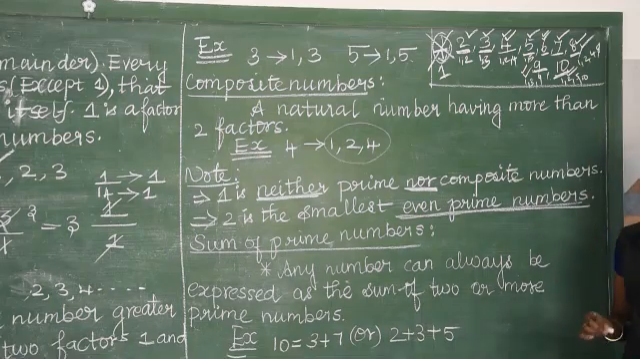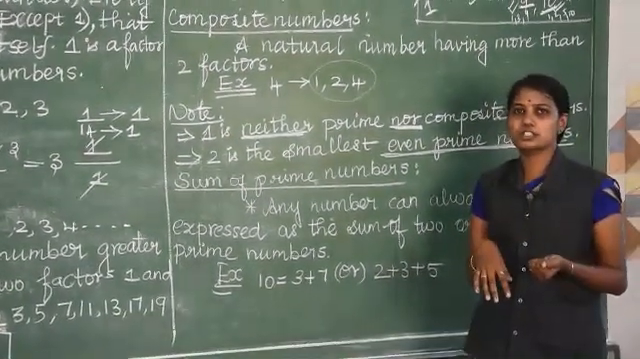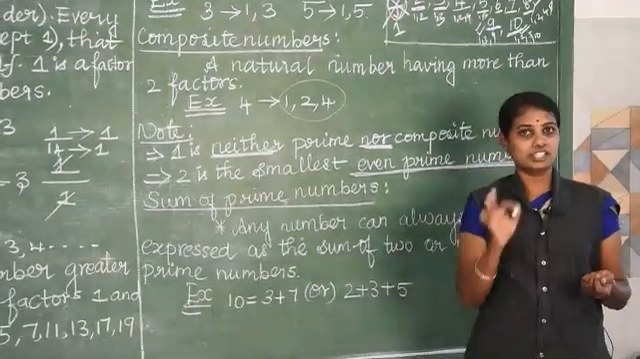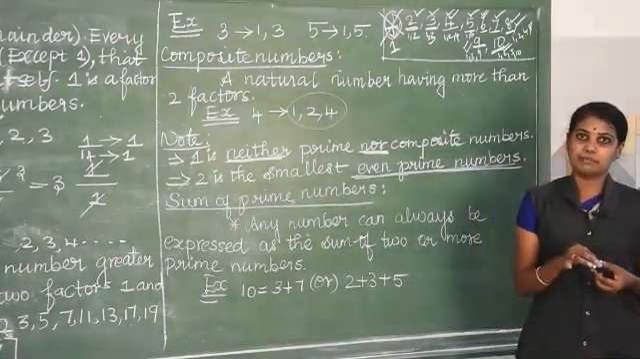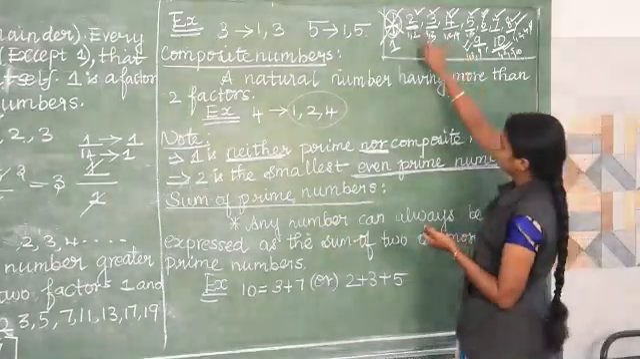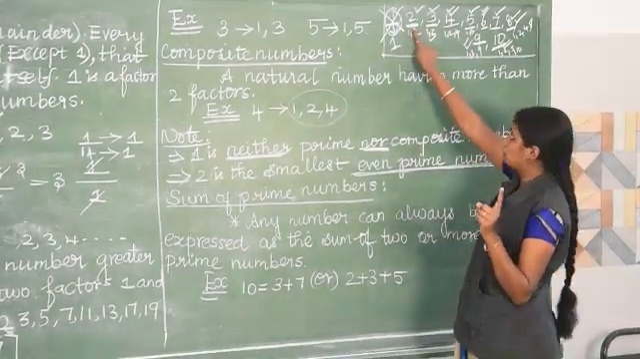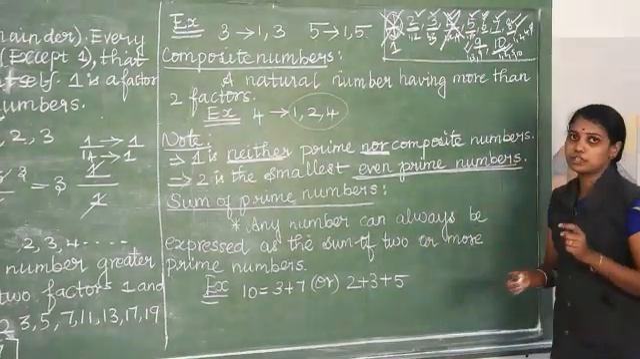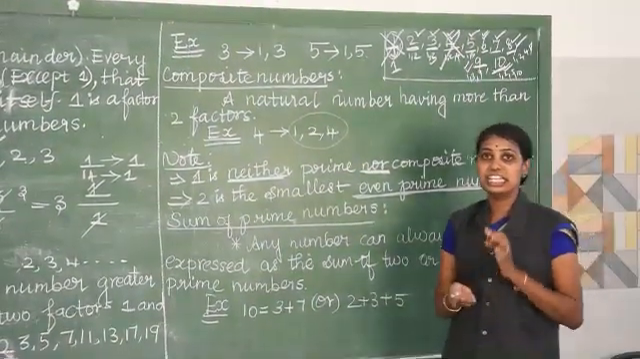Composite number. So an easy way to find out composite and prime numbers is: if it is an even number, strike it out, as it won't be a prime number. For example, 2 is the only even prime number. 4 will not be a prime number because 4 is an even number.